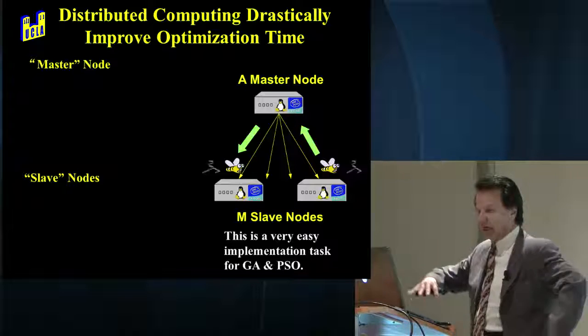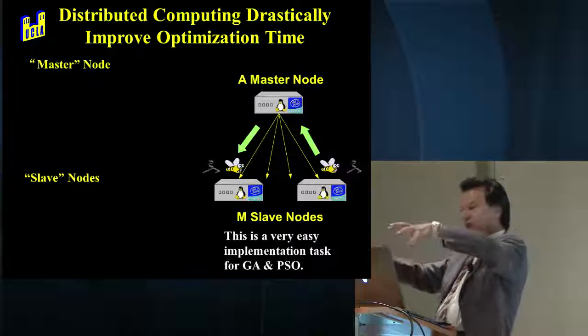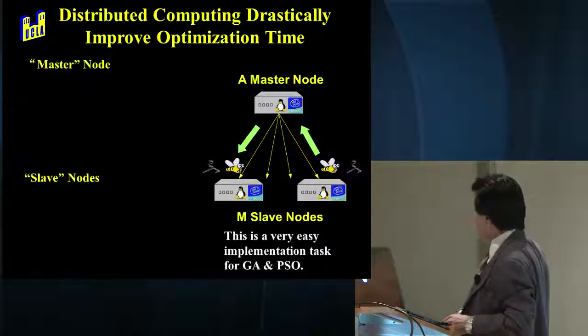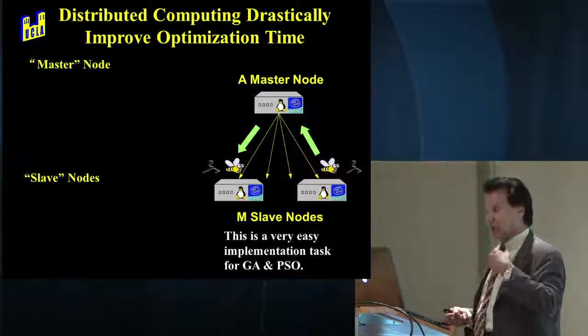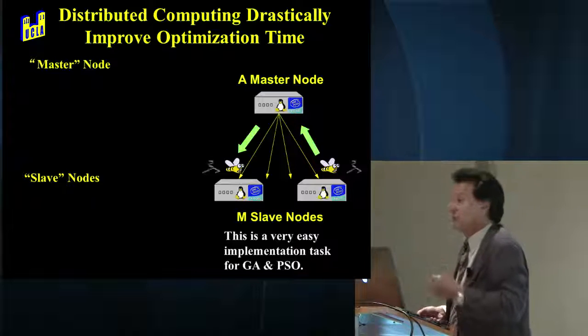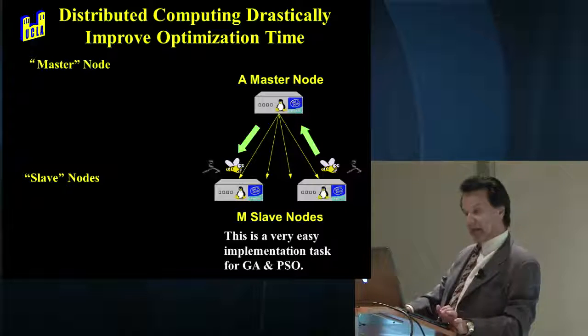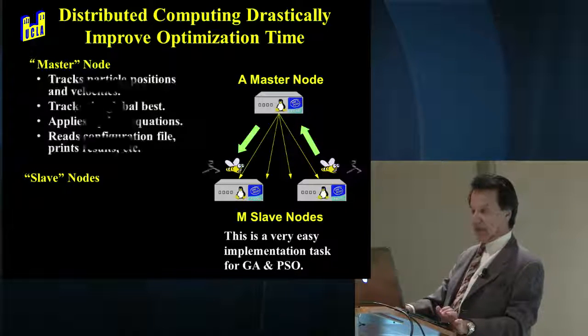Master node then decides where the new bits should be located, a new design should be considered, and deploy them again. So you can almost reduce the computational time almost linearly by the number of the slave nodes that you use, and that we have used in our work.